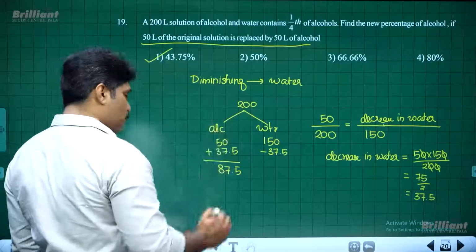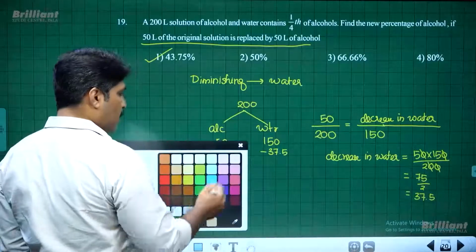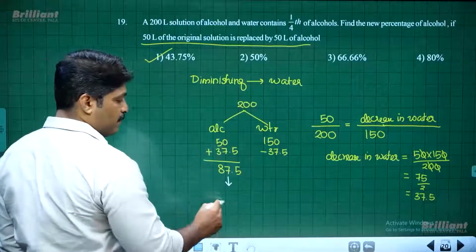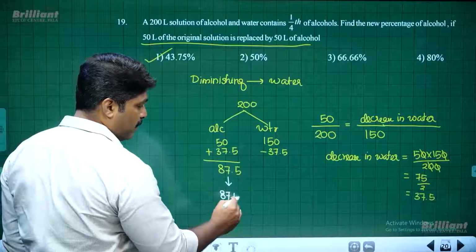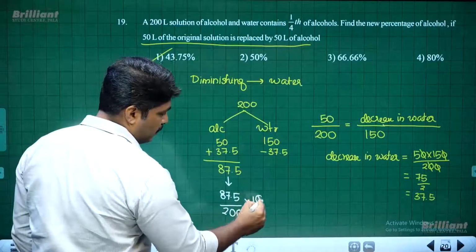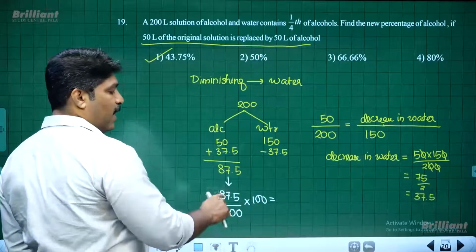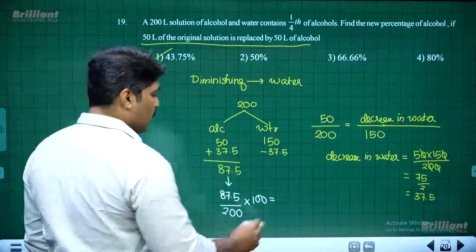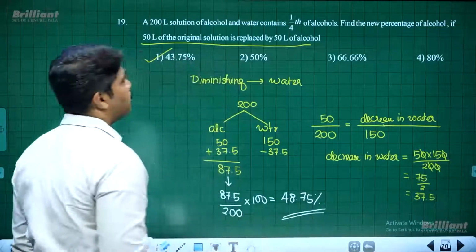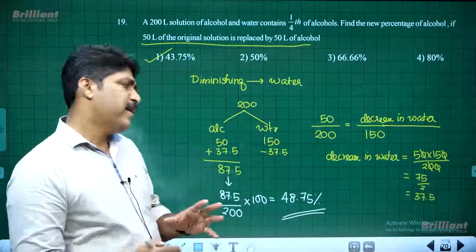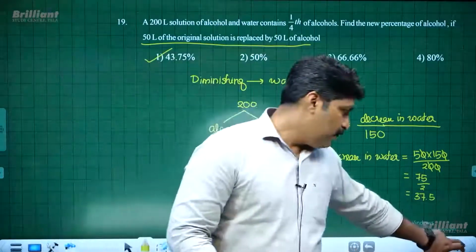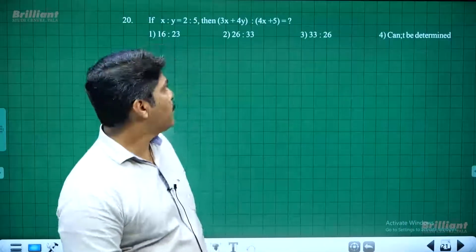As the total is not varying, we have to find out this new quantity of alcohol is what percent of the total. So 87.5 is what percentage of the total. This is simply half of 87.5, so that's equal to 48.75%. So these are the two different ways to reach the conclusion for a similar type of question. There are lots of other ways, but these are the easiest to approach.